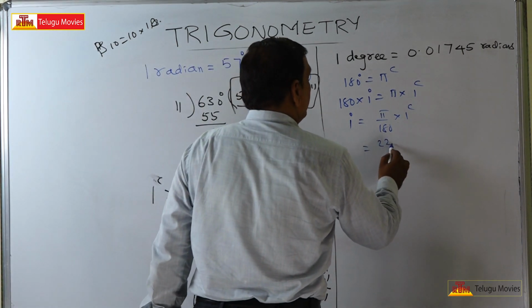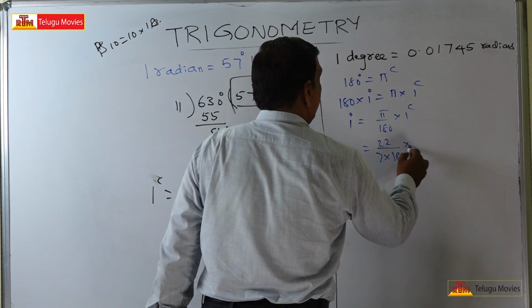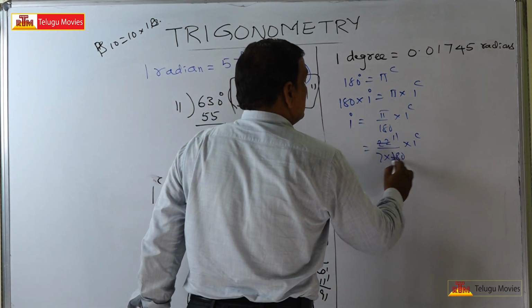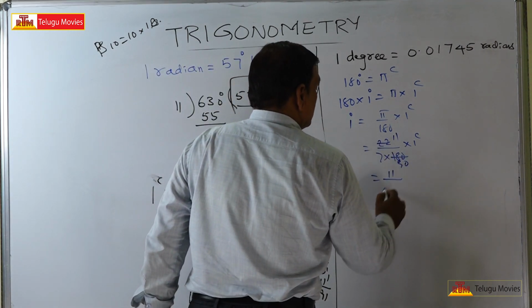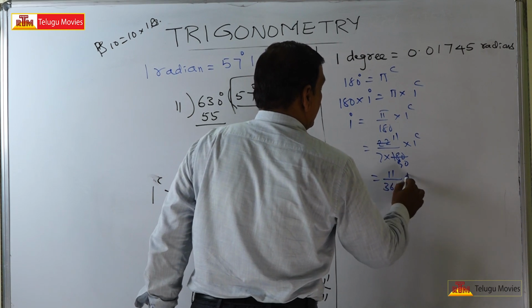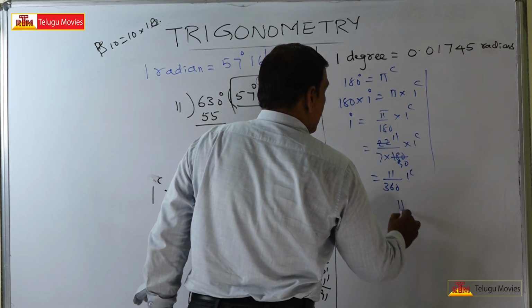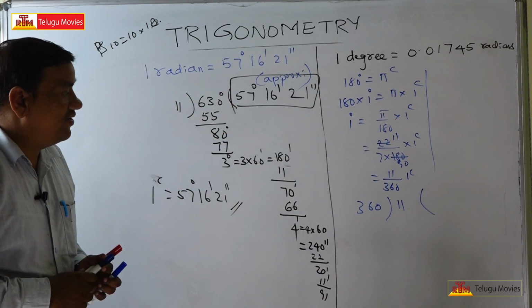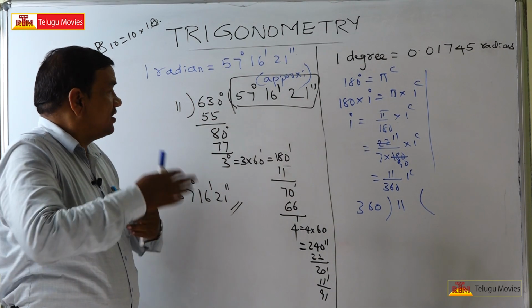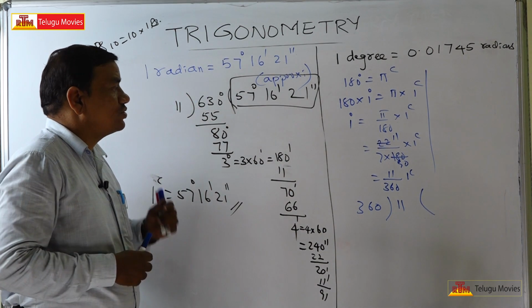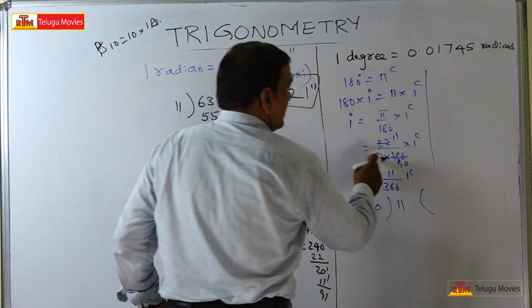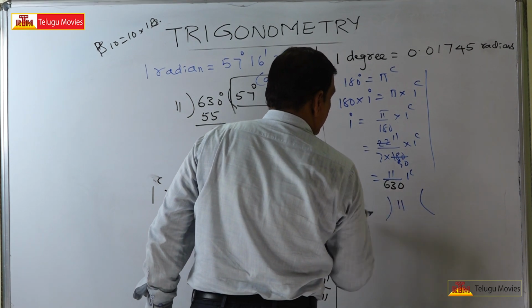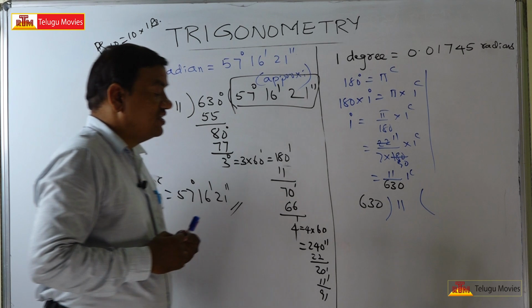Pi means 22 by 7, so it is 22 by 7 into 180 radians. Okay? So again, 11 ones are 11, and 90s are 11 by 7 nines are 630 radians. That means we divide 11 by 630. We do the reverse process here: 7 nines are 630, so divide 11 by 630.